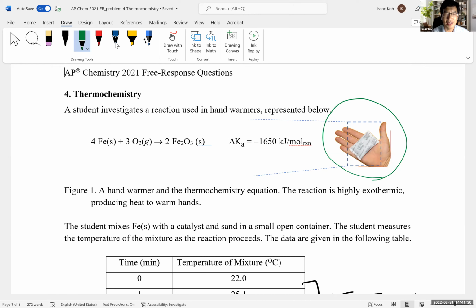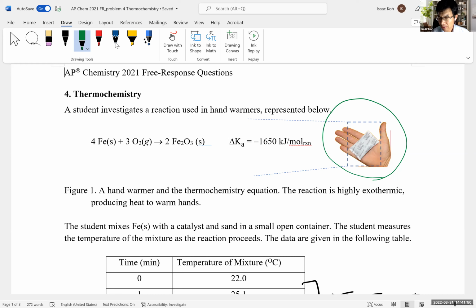So in the air, we have oxygen. The air is composed of nitrogen and oxygen. Nitrogen is inert, oxygen is reactive. So iron is reacting with oxygen and transforming into iron(III) oxide. This reaction is a highly exothermic reaction.